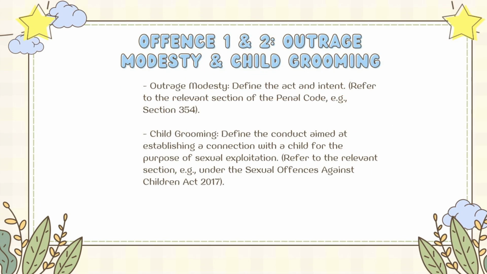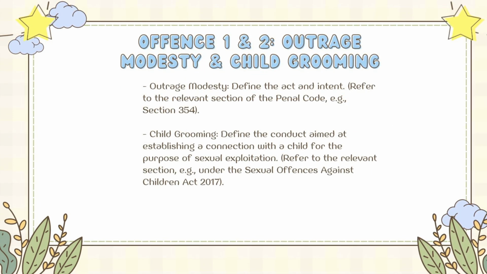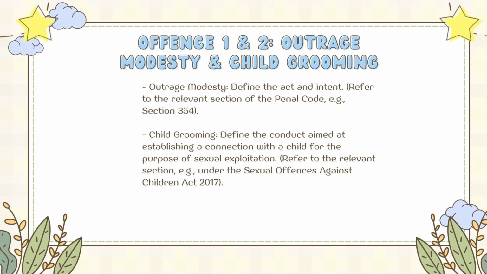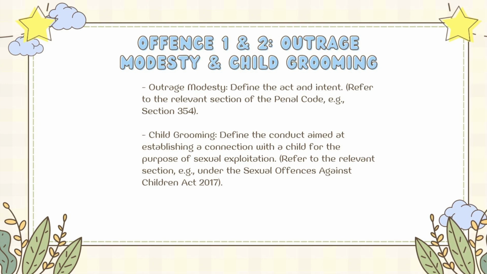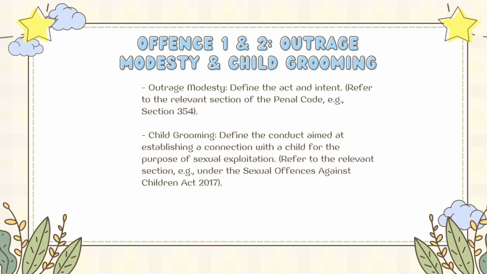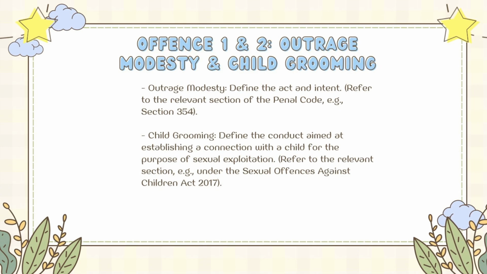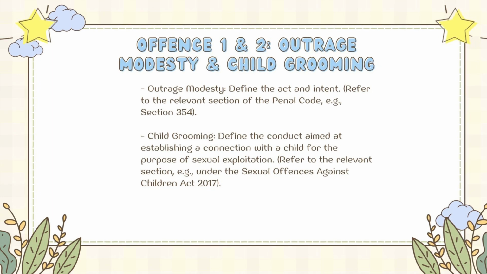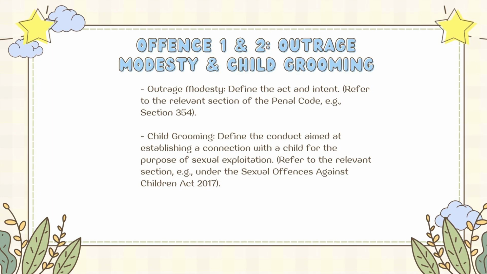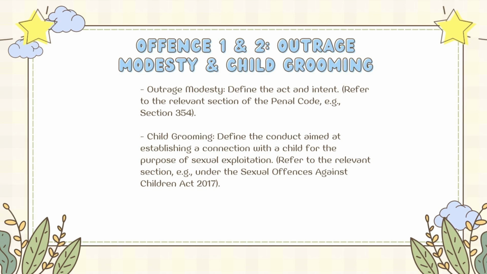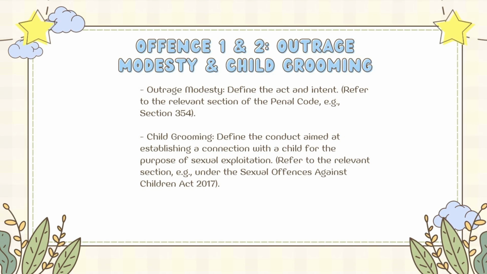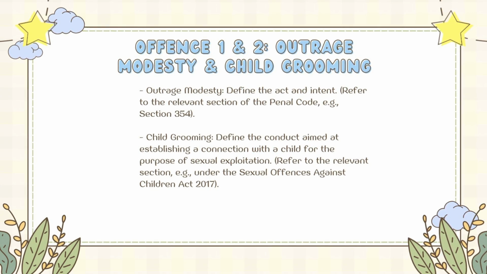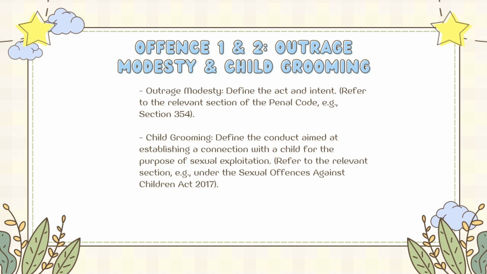We now transition to the category of other sexual offences, which are crucial for addressing acts that fall short of full penetration but are equally criminal. First is outrage of modesty, for example Section 354, which involves assault or use of criminal force with the intention to outrage a person's modesty. Second, the serious offence of child grooming, which is conduct aimed at establishing a connection with a child for the purpose of sexual exploitation. This offence highlights the law's proactive measure to protect vulnerable persons.